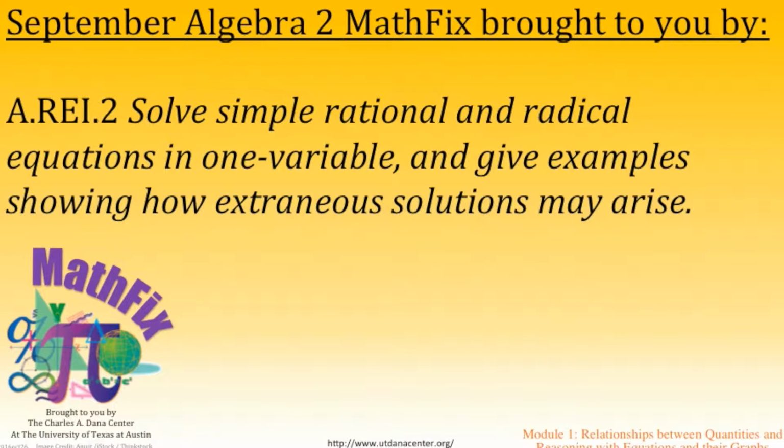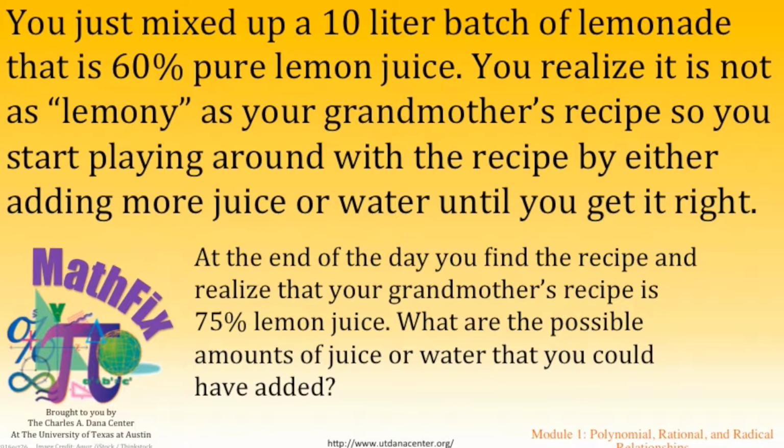Today's Math Fix is brought to you by A.REI.2, which asks students to solve simple rational and radical equations in one variable. Let's take a look at our problem today. Students are asked to find the possible amounts of lemon juice and/or water that could have been added to an initial quantity of lemonade to get a resulting juice that is 75% lemon juice.